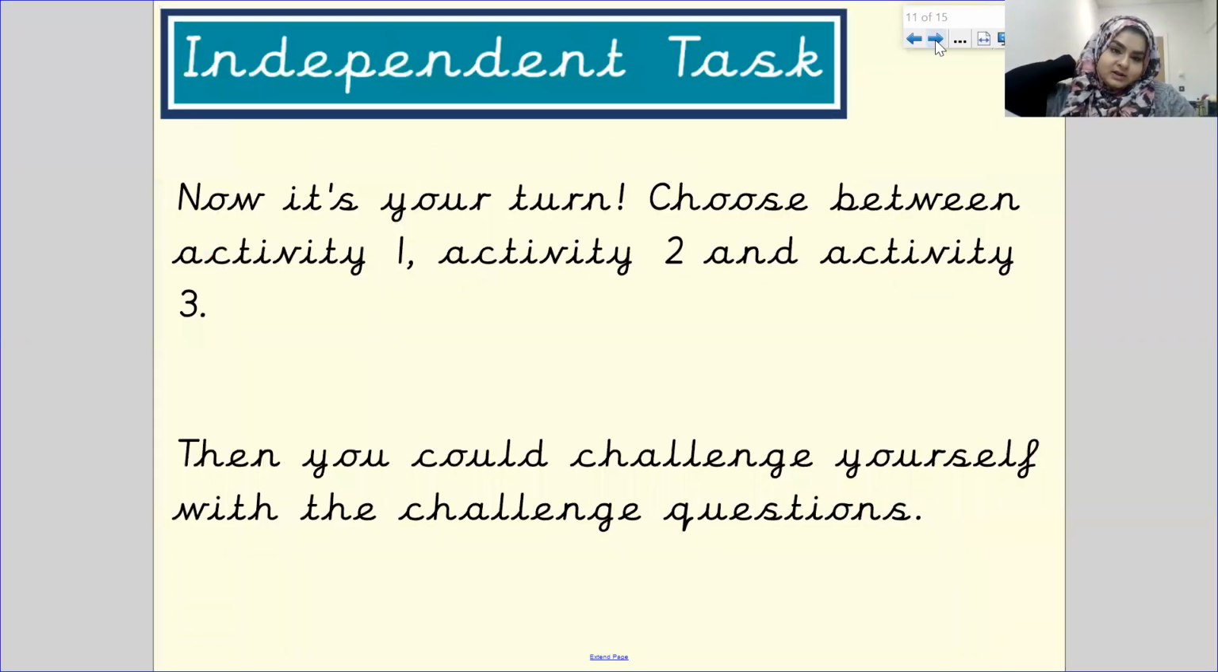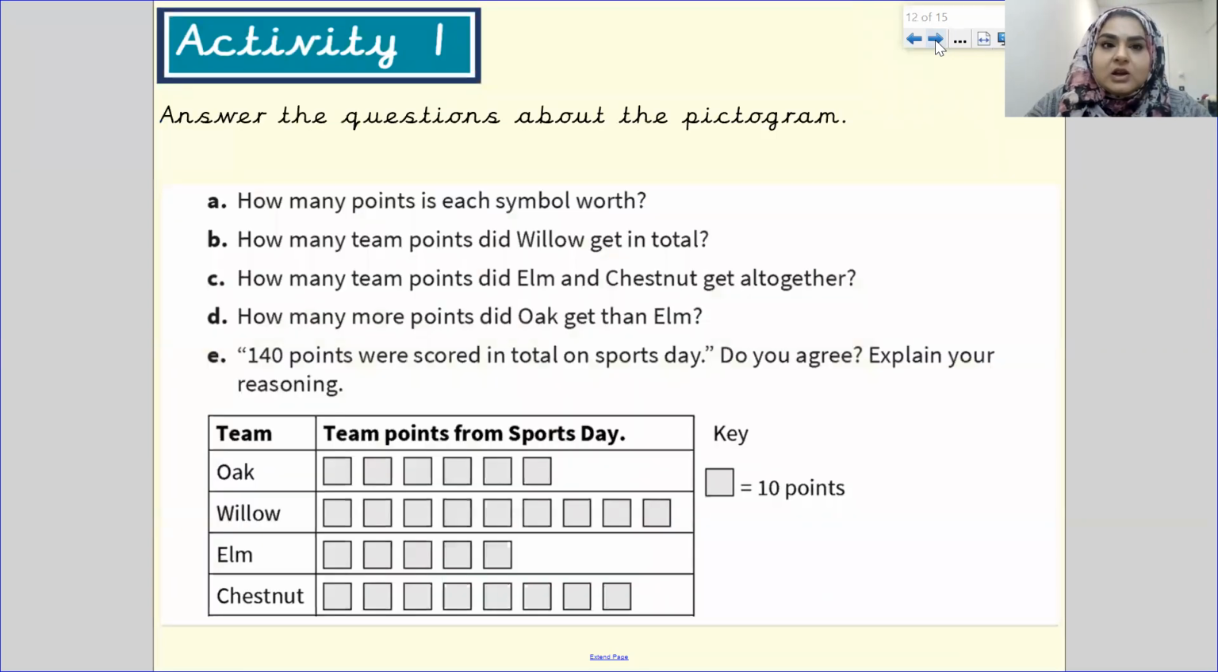Fantastic. Now is your independent task. Okay, choose between activity 1, activity 2, and activity 3. Then you could challenge yourself with challenge questions. Now you all know what activity you should be doing. Okay, some of you have been told separately by me and Miss Lewis to attempt activity number 3, so you know who you are and that is what you should be doing.